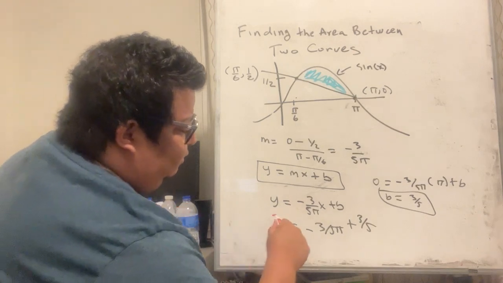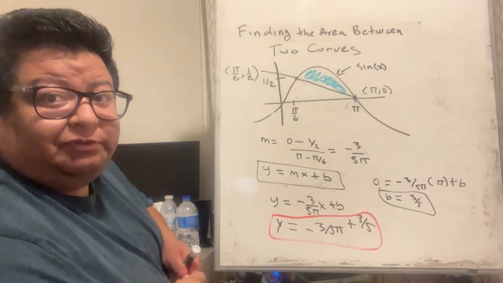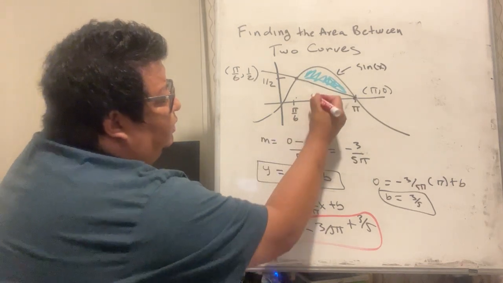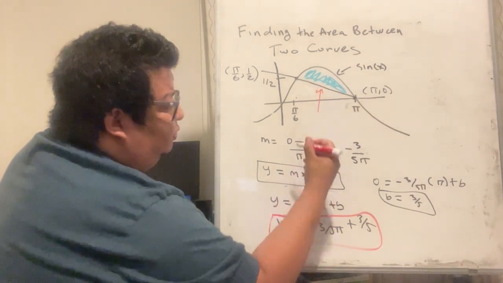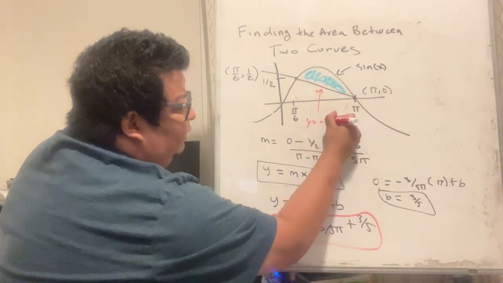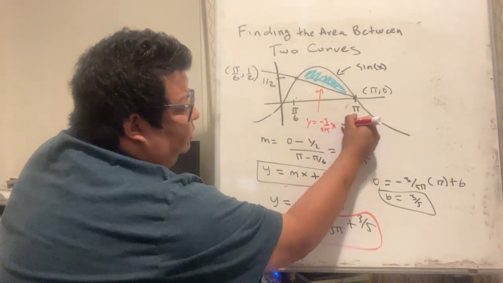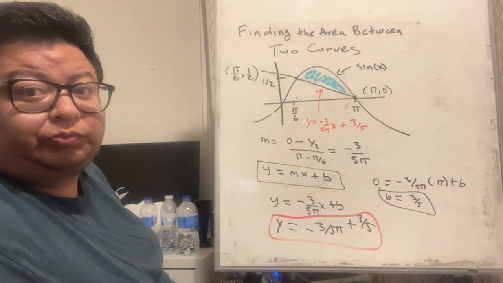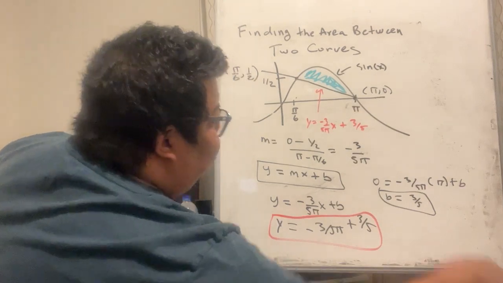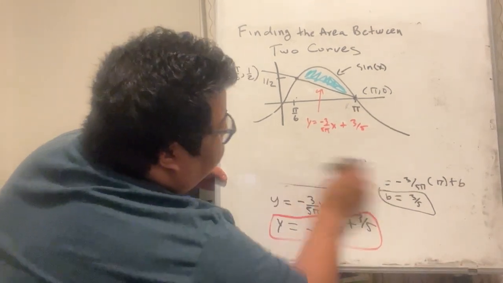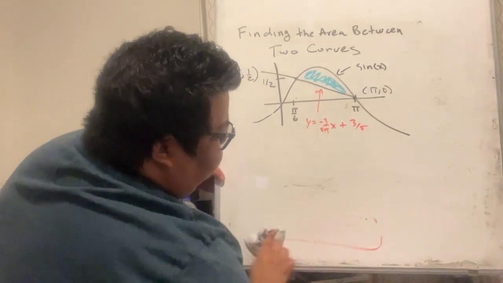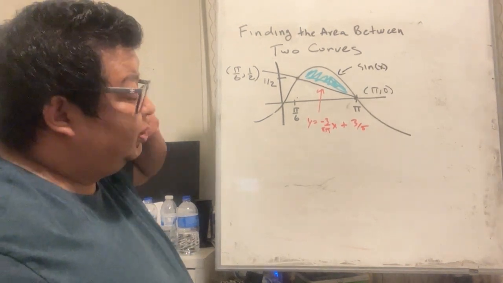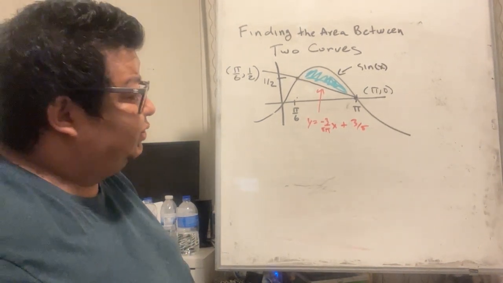So this is the function we needed to find for the line segment. Now we know that this here is y equals negative 3 over 5 pi x plus 3 over 5. Now we're going to use integrals. We can use sums or integrals, but we're going to use integrals to get the exact answer.